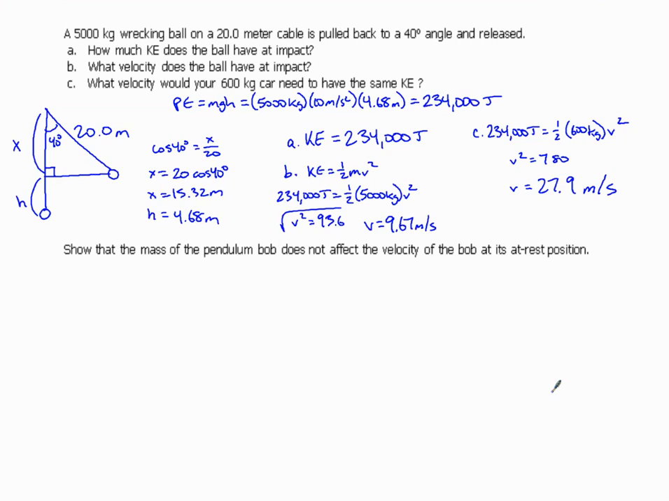A, show that the mass of the pendulum bob does not affect the velocity of the bob in its at-rest position. So here's the potential energy. There's a big M for mass. Here's gravity. We're using these numbers. Here's the height, 4.68 meters. And so we get 46.8 times the mass, joules.